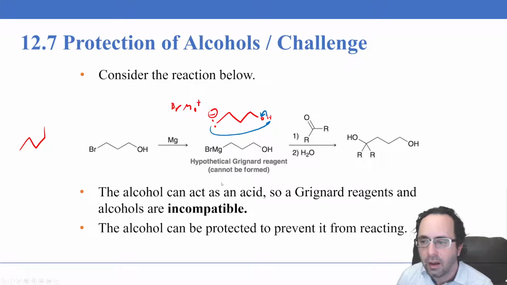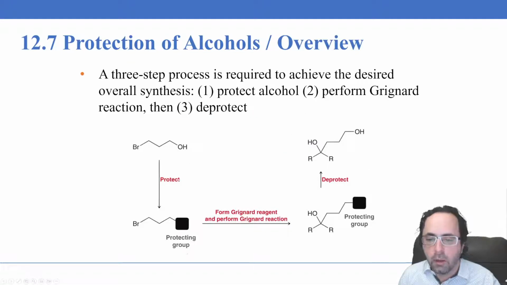Okay. So if we want to get this Grignard product here, we're going to have to do something else. We're going to have to make it so this proton cannot be transferred over here to our Grignard. So what we're going to do is what's called protecting the alcohol. That way the proton can't come off. And then we're going to do the Grignard reaction. And then we're going to deprotonate it. That's going to be the idea. So let's look at this in a little bit more detail.